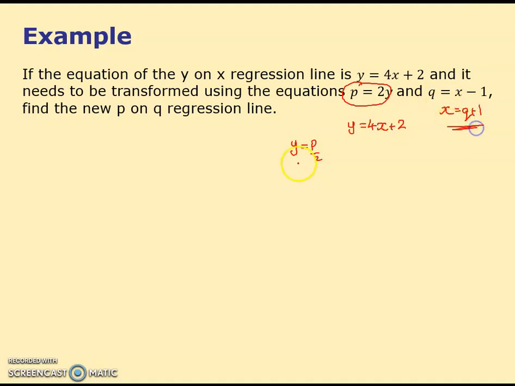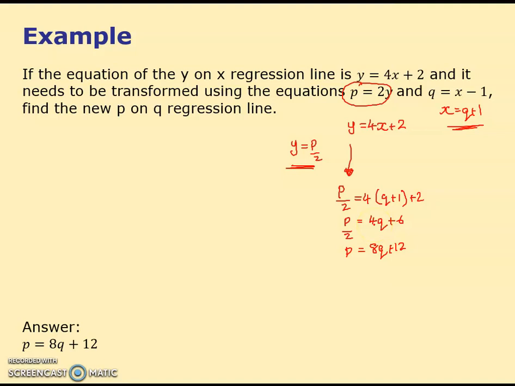So I'll get my two transformations, my two pieces of coding, and I rewrite this. Y is now p over 2, which equals 4 lots of q plus 1, plus 2. That's 4q plus 6, I reckon. But that's p over 2, so I multiply that out and I reckon p equals 8q plus 12. Let's see if that's right. 8q plus 12 is right. So it becomes quite easy once you realize all it is is a piece of algebra. It starts off as a statistical question, and in the end it's just algebra.